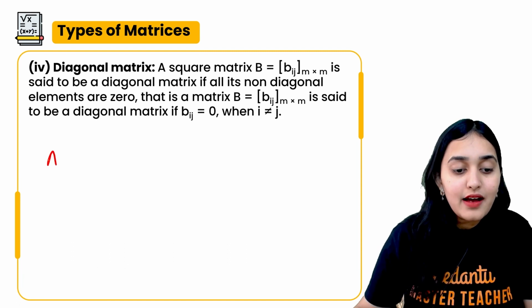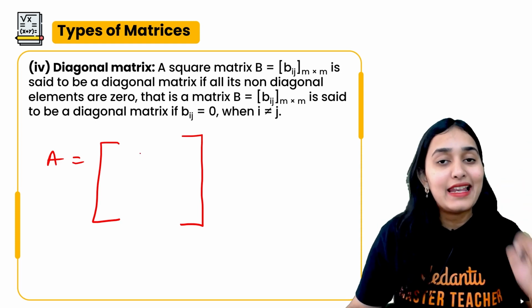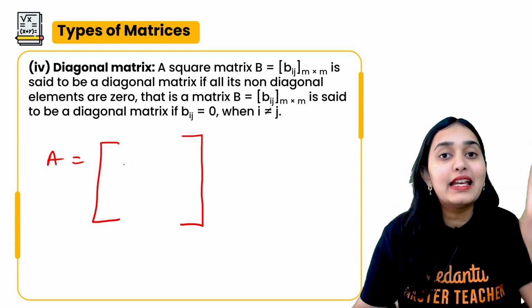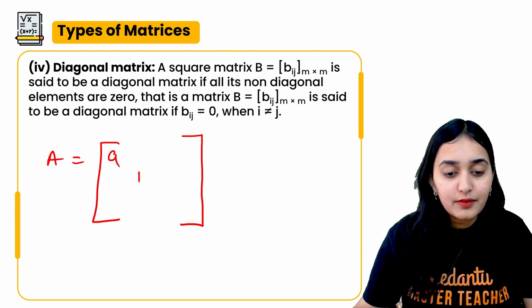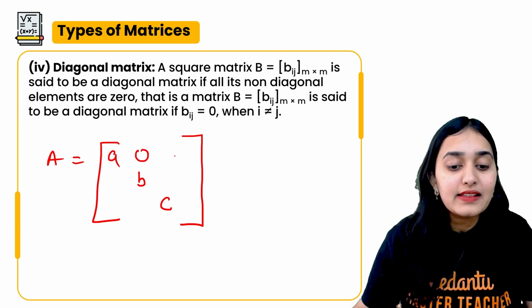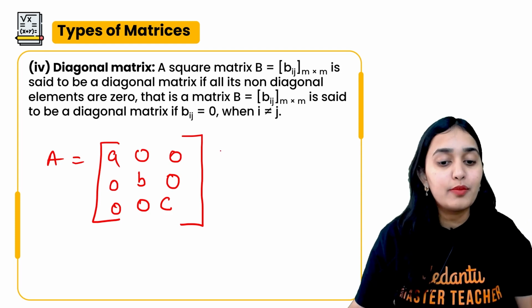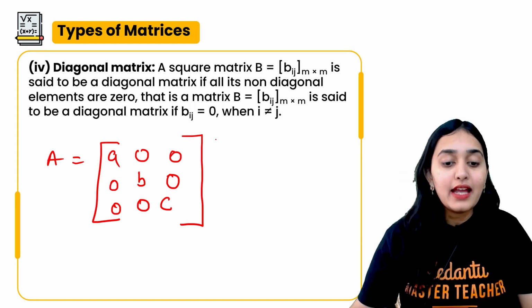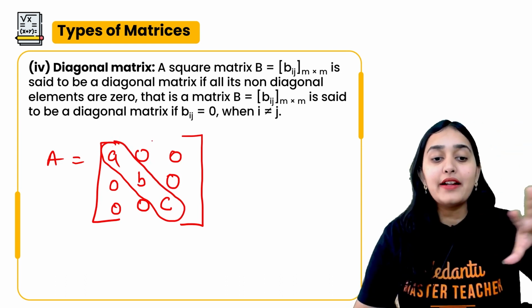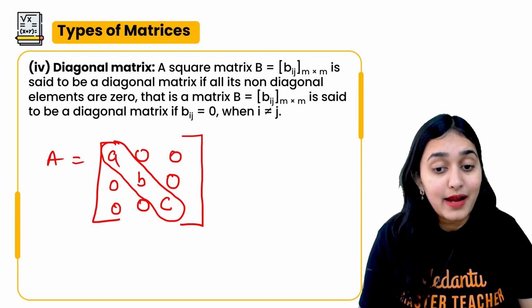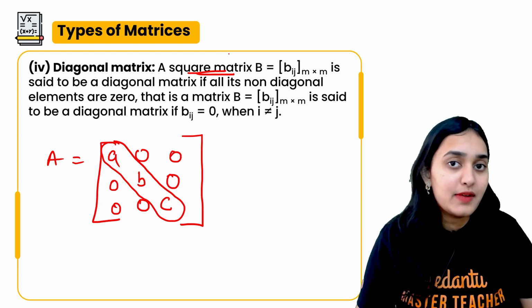Diagonal matrix is a matrix that has only elements, numbers or functions in the diagonals only. So for example, here you have A, B, C. Apart from this, every other element should be 0. That means only in the diagonal you will have numbers. Apart from that, everything will be 0. Now this is a diagonal matrix. The condition is it should be a square matrix, only then it can become a diagonal matrix.